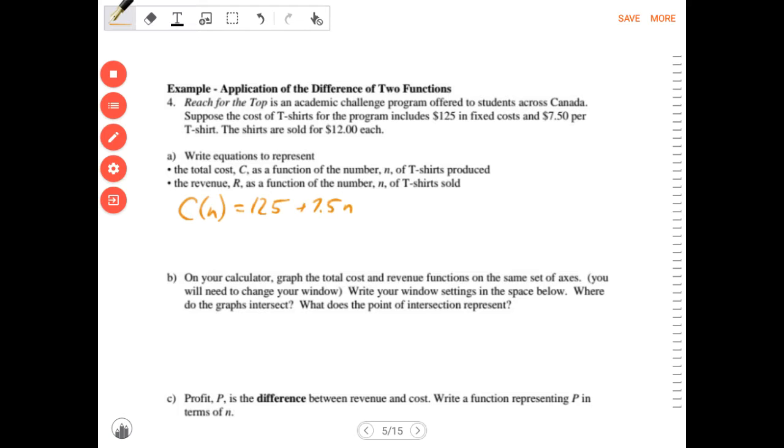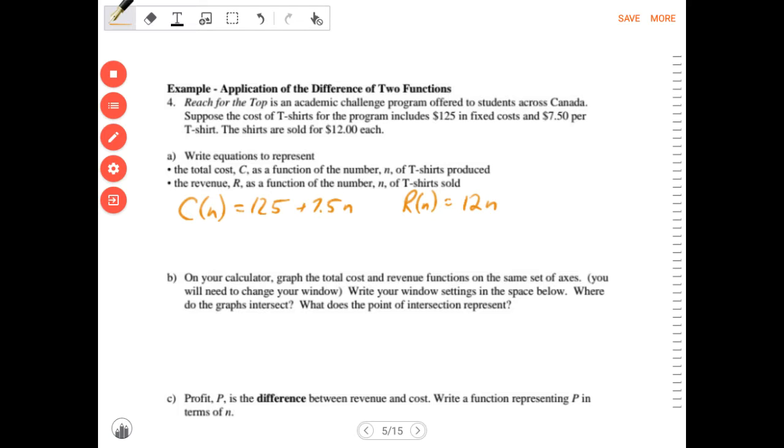Okay, now we're going to have a revenue function. So revenue is the money we generate or bring in. So the revenue, as a function of the number of t-shirts, we sell them for $12 each, so it's 12 times N. Okay, so those are our two functions.